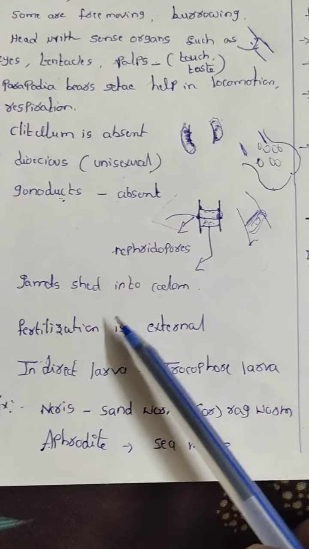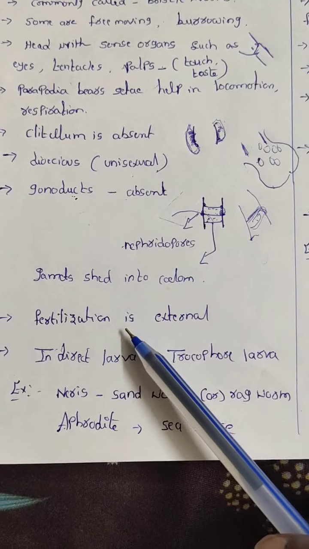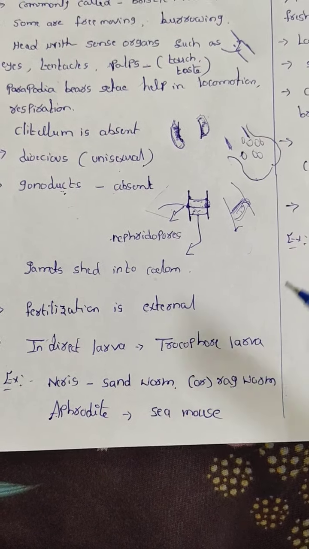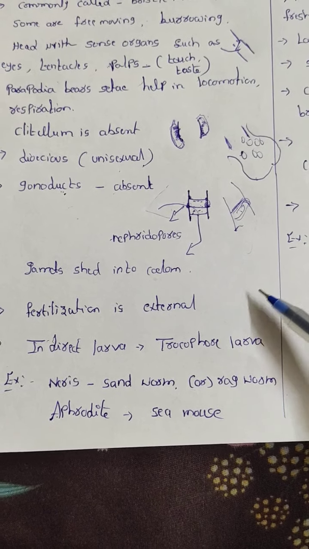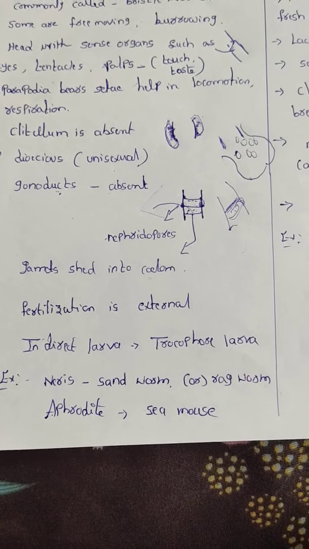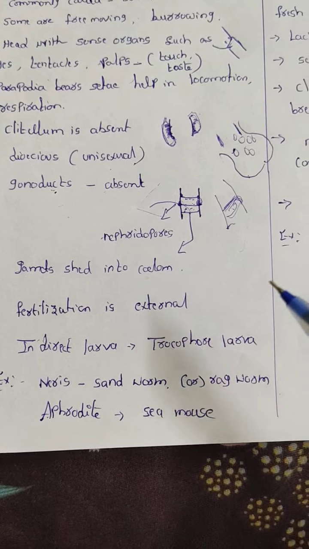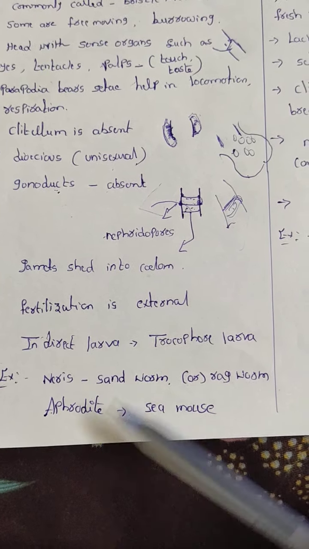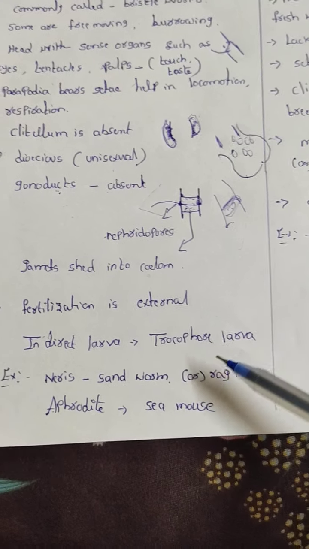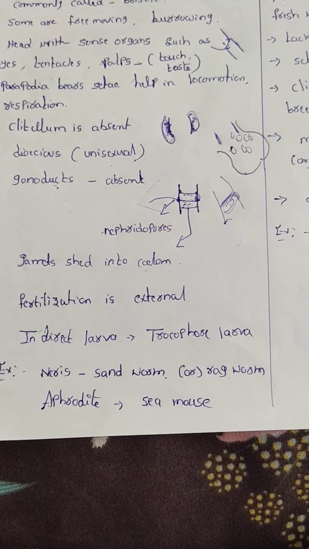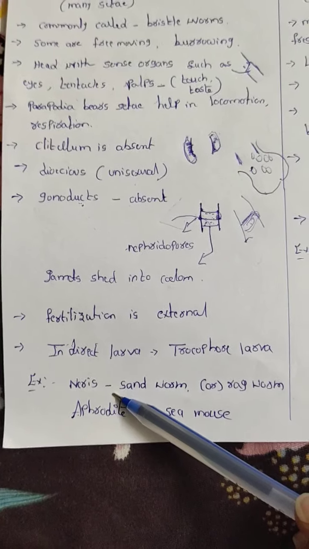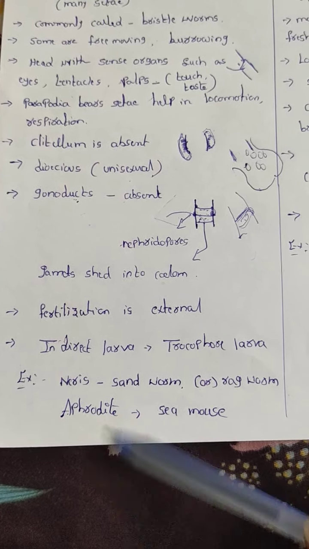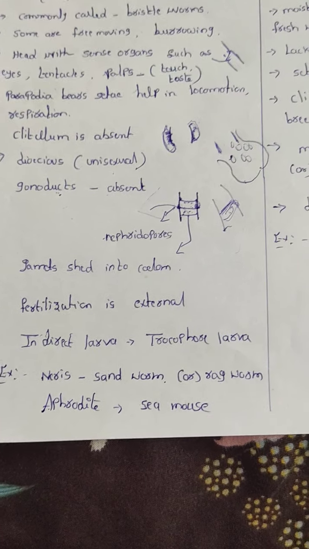And then what type of fertilization is it? Fertilization is external fertilization. It means outside of the body, male gametes and female gametes fuse. That type of fertilization is called external fertilization. And then development is indirect development. It means they compulsorily have a larva. That larva is called the trochophore larva. The best example is Nereis. I already said, it is commonly called sandworm or ragworm. Aphrodite is commonly called sea mouse.